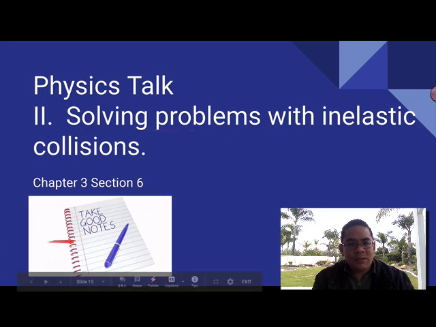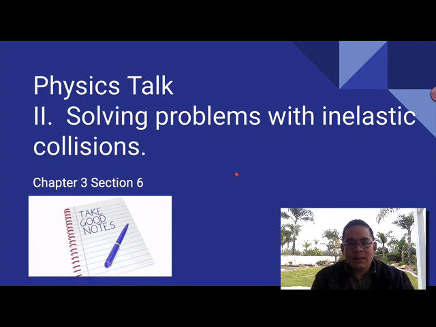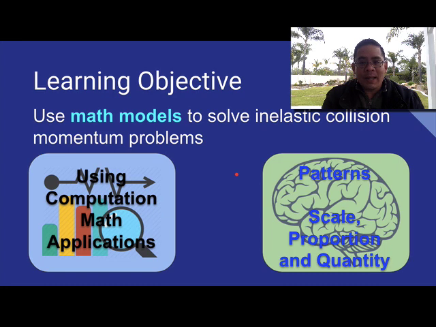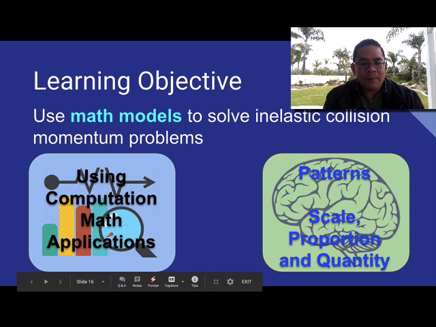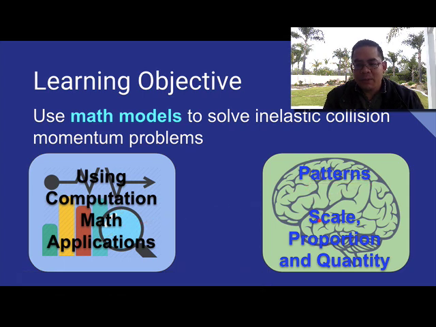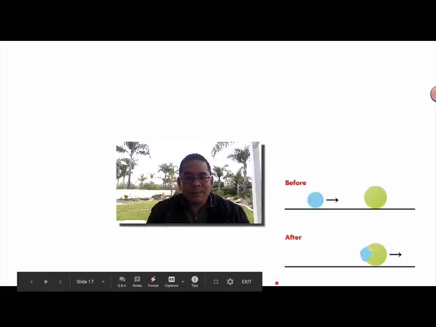This is actually part of chapter 3, section 6 in our textbook. Again, let's get going. Just like last time, we're using math models to solve inelastic collision momentum problems, keeping in mind that momentum is always conserved. We're going to use our mathematical computations. We're going to look at pattern, scale, proportion, and quantity with the use of our calculator.